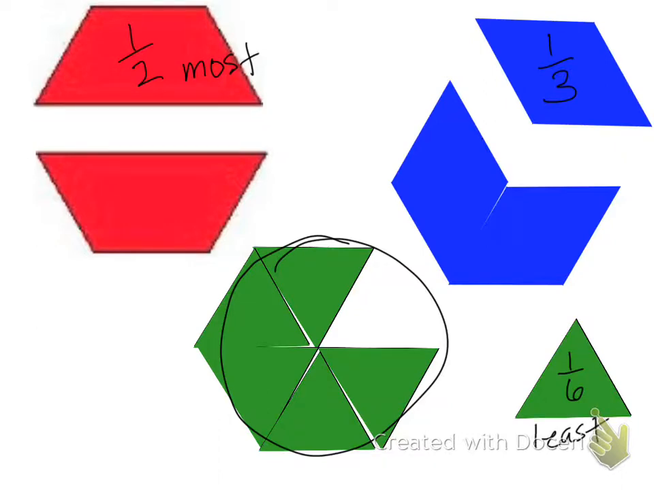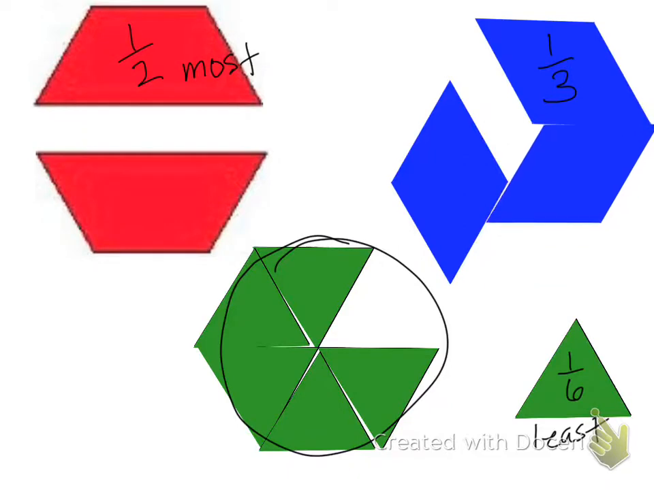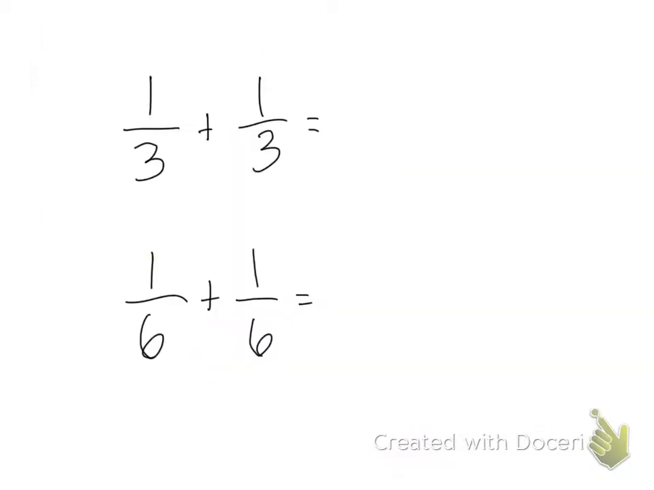All right, so let's say that you ate 2 medium-sized pieces of cake. That means you would have eaten 2 of these blue pieces, and that's 1/3 and 1/3. How much cake is that? Well, 1/3 plus 1/3 equals 2/3. That's how much cake you ate.